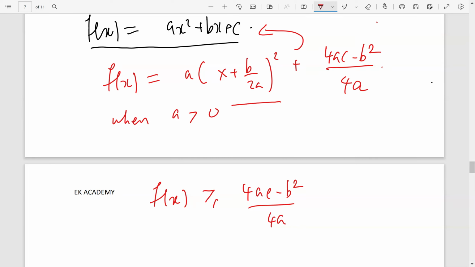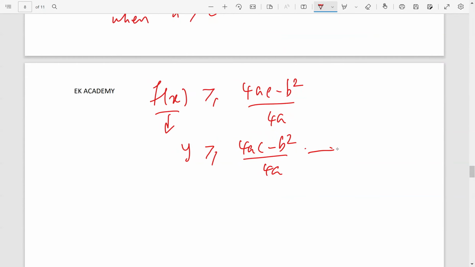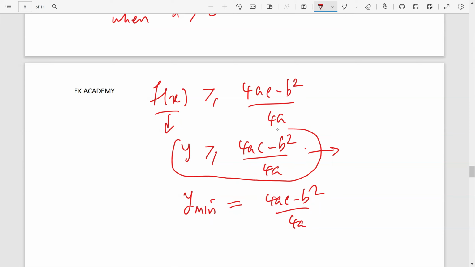So I'm going to use y here, and I'm going to say that y is greater or equal to 4ac minus b squared over 4a. And you understand that from this expression, y minimum is going to be 4ac minus b squared over 4a. So make sure you have this expression here.